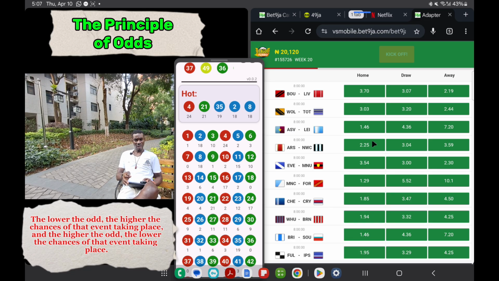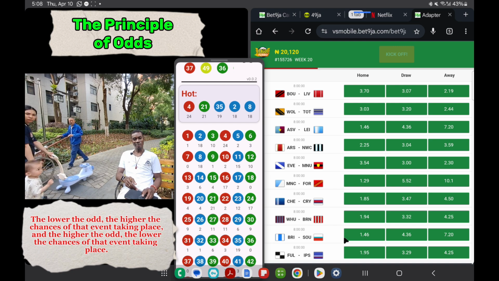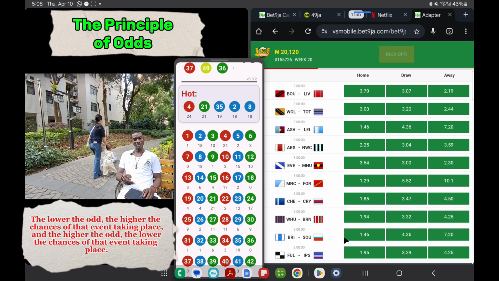So yeah, we have a tie in tie. So how do we decide when we have a tie like this? Aston Villa Leicester is playing with the odd of 1.46, and also Brentford and Southampton is playing with the odd of 1.46. Now, how do we decide what team to pick? It's very simple. Either one you pick is same thing as the other.